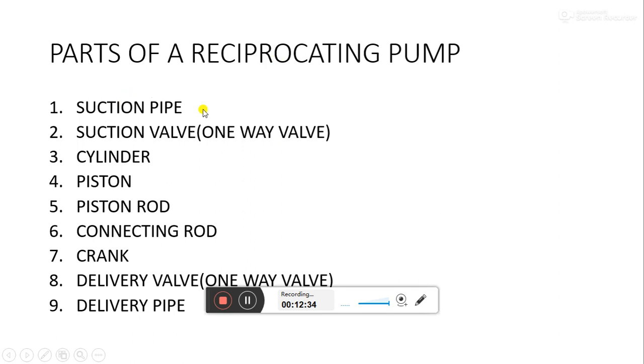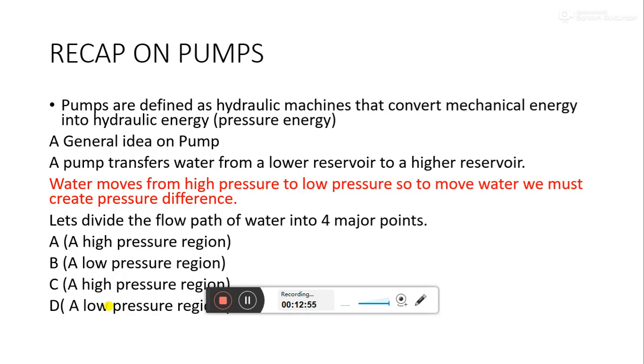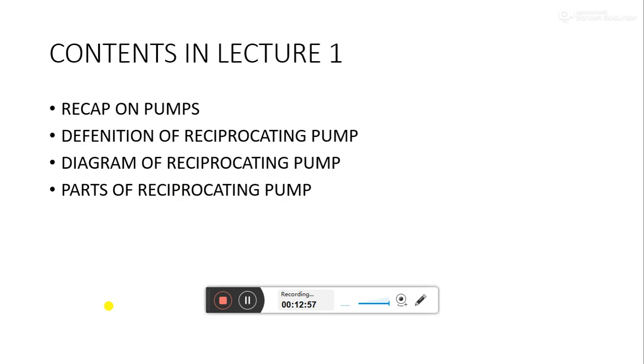Now the parts of the reciprocating pump that we have learned. It has a suction pipe, a suction valve, a cylinder, a piston, a piston rod, a connecting rod, a crank, a delivery valve, which is again a one-way valve. Suction valve and delivery valve are one-way valves, and then we have a delivery pipe. So we will just have a short revision.